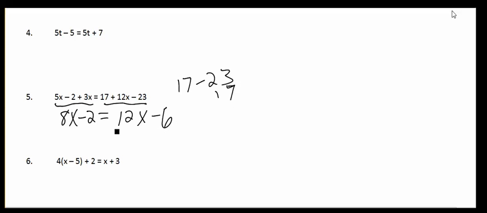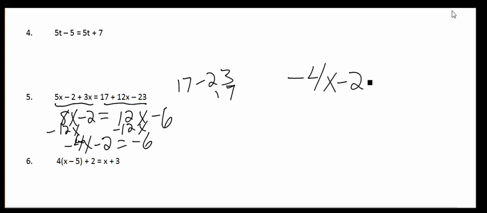And then my next step is to get the variables on the same side. So I have an 8x on the left and a 12x on the right. So if I subtract 12x from both sides and then simplify, I have 8x minus 12x is negative 4x minus 2. Now on the right side, we don't have any x's anymore at all because 12x minus 12x is 0. So I'm just left with negative 6. And then I am down to undoing the addition or the subtraction. So I will add 2 to both sides.